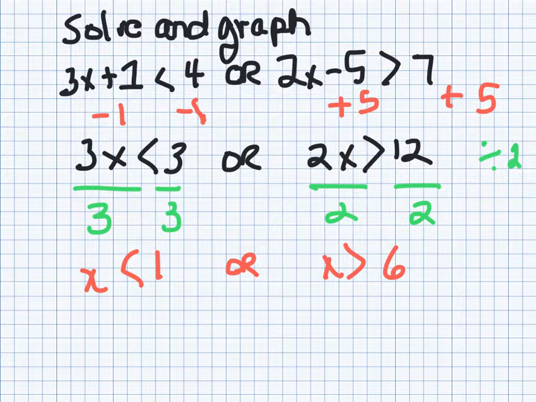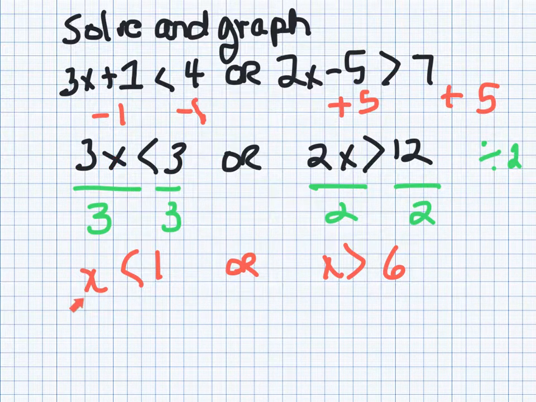So now we're going to solve and graph. So we have 3x plus 1 is less than 4, or 2x minus 5 is greater than 7. So our goal again is to isolate the x on each side here. So I'm going to subtract 1 from this, so that'll leave me with 3x, and 4 minus 1 will leave me with 3. On the other part, I'm going to do 2x minus 5 plus 5, so that will just leave me the 2x, and 7 plus 5 is 12.